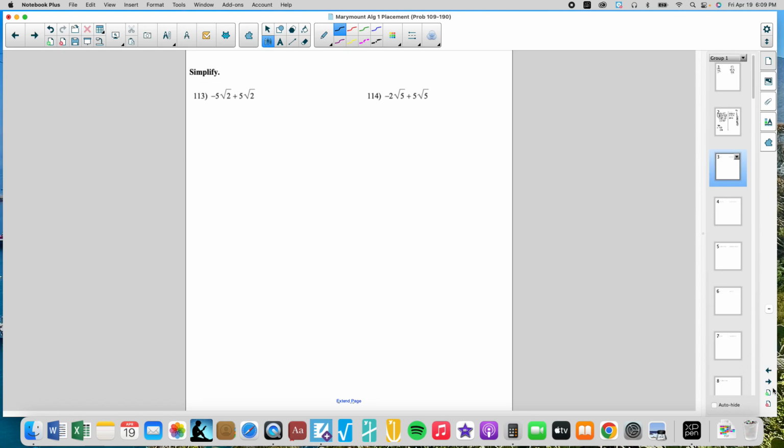Now we're adding. So when we add radicals, radicals are very similar to variables. When we have like rads, we're going to combine their coefficients. So those coefficients, negative 5 and positive 5, they're going to cancel and you're going to be left with 0. You would not be left with rad 2 because that would mean 1. So 113 is 0. We have like radicals, so we're going to combine their coefficients. 5 and negative 2 makes 3 rad 5.